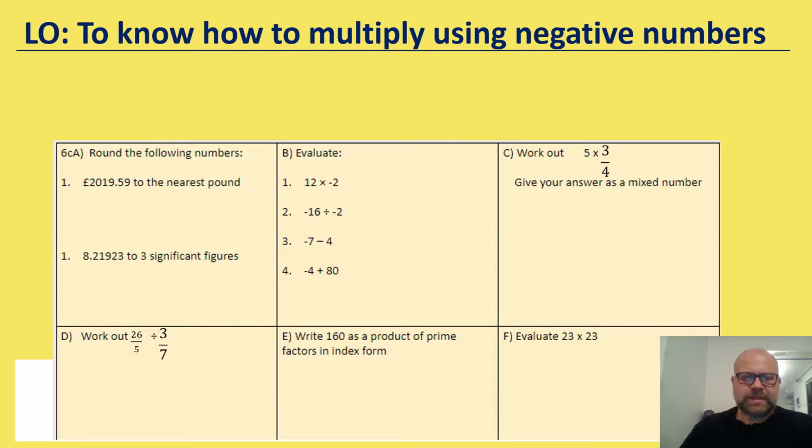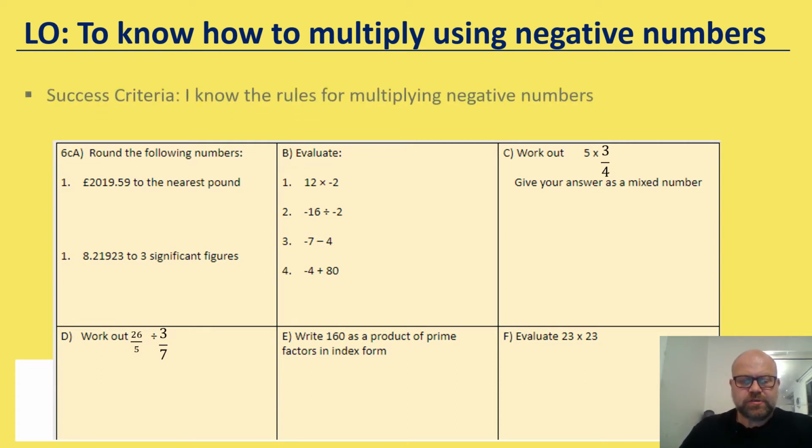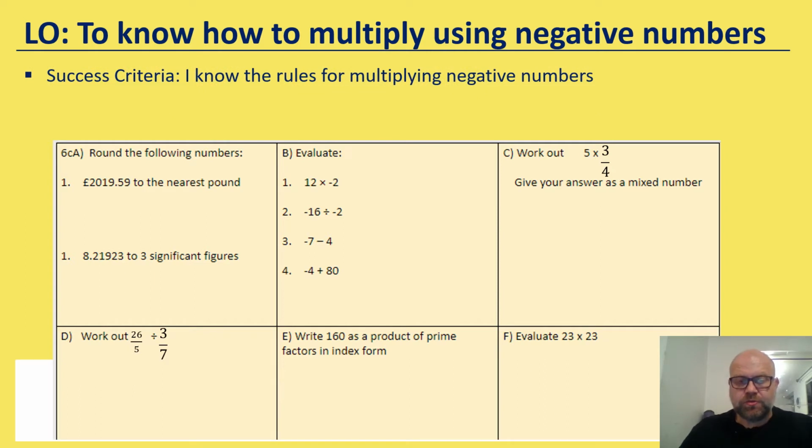Hello, today's lesson is to know how to multiply using negative numbers. Your success criteria for this is that we will look at the rules, and you will know the rules for multiplying negative numbers, and you will apply the rules correctly.